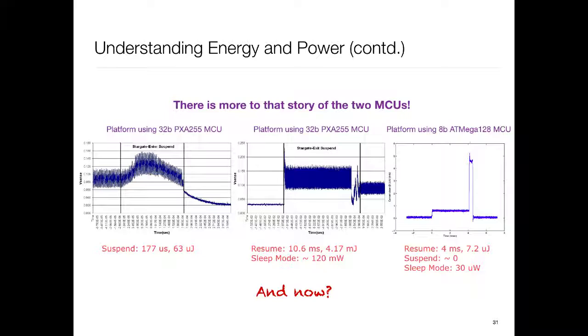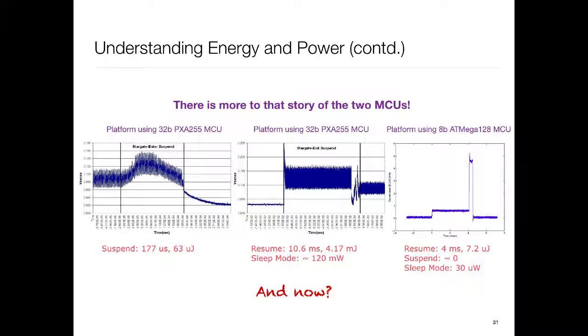You will likely have more state in a 32-bit processor than an 8-bit processor. You'll likely have a more complicated operating system, just generally a more complicated system. So putting it to sleep and waking it up is going to be more complicated. That shows in the numbers out here. So you see, for example, in this case, the 32-bit MCU is on the order of 100 microseconds and on the order of 100 microjoules in terms of cost.